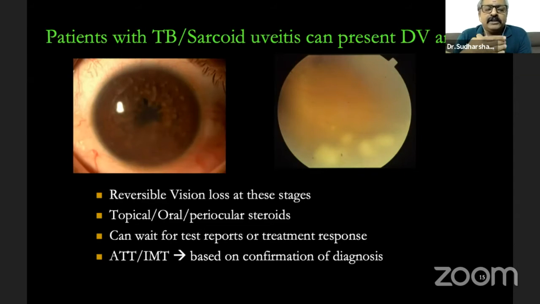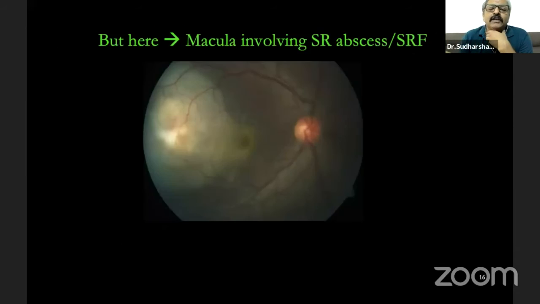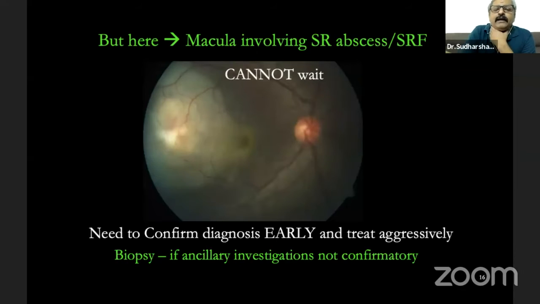So we just had indications of TB and sarcoid, how they present. They can present with granulomatous uveitis or intermediate uveitis, as Kalpana just said. At this stage, generally the vision loss is reversible. You can start off with topical or oral steroids and even periocular steroids if you rule out infection. You can wait for test reports and treatment response in these cases. You can decide about ATT or IMT based on confirmation of diagnosis later, but not always in TB can you wait, because a macular involving subretinal abscess with subretinal fluid cannot wait. You need to confirm the diagnosis as early as possible and treat aggressively.